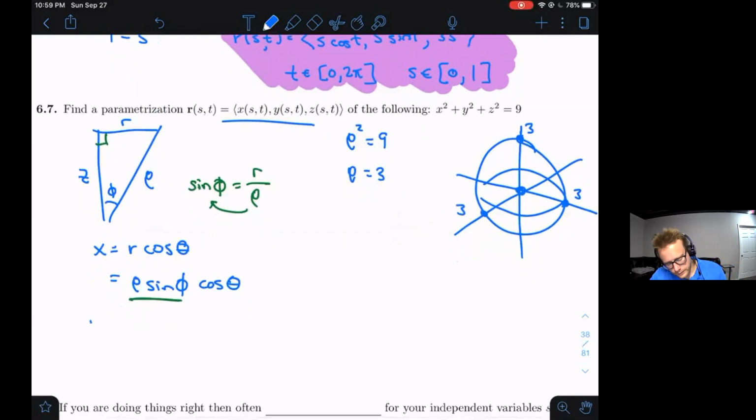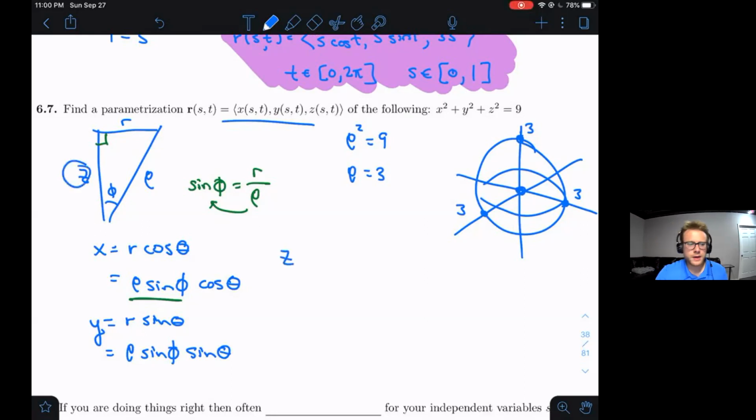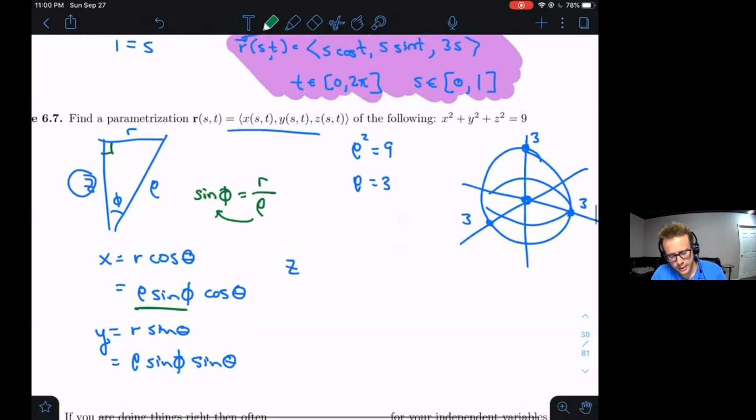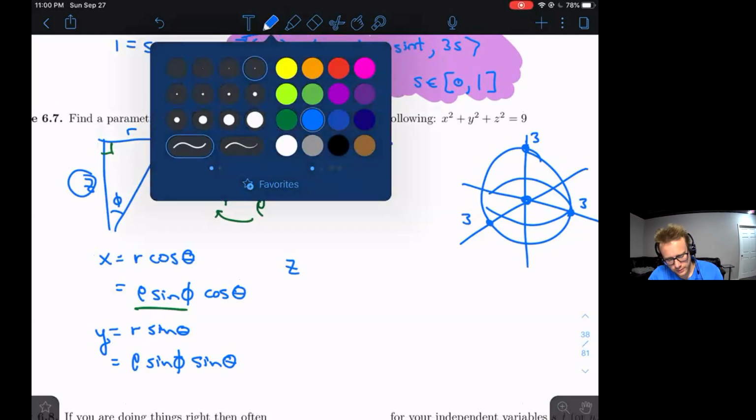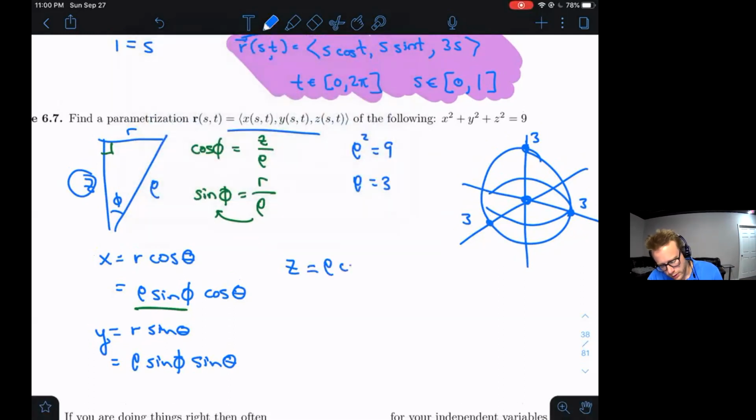Likewise, for y is r sine theta. And we now know that r is the same thing as rho sine phi in spherical. Oops, that's supposed to be a sine theta there. And then z. Well, z is right here, and so that's the adjacent side. And so if I was to use another one of these equations here, cosine phi is equal to adjacent z divided by hypotenuse rho. And move this around a little bit, we're going to get z is equal to rho cosine phi.